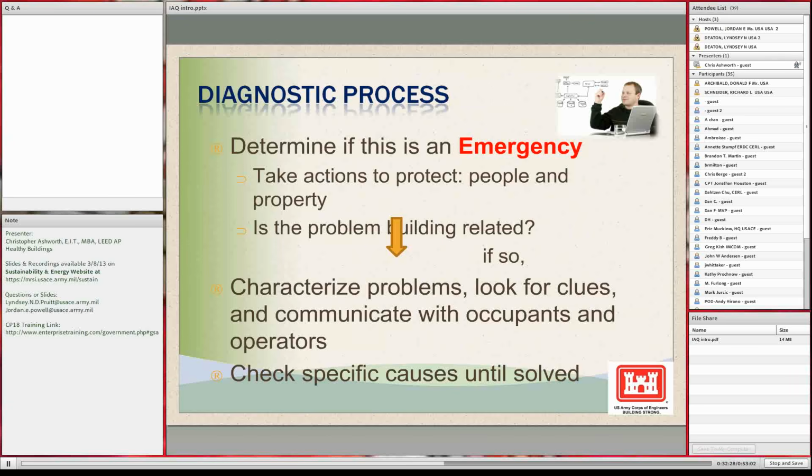First part is to take actions to protect people and property. Then determine if it's building related. And if it is, characterize it. Find out what's going on. A lot of times, a lot of people want to go run and do samples and run indoor air quality tests. And we can test for this and we can test for that. And that's not necessarily the right solution. Taking a step back and taking a calm look at the situation, a lot of indoor air quality issues can be resolved without taking a pump or any kinds of indoor air quality samples at all.